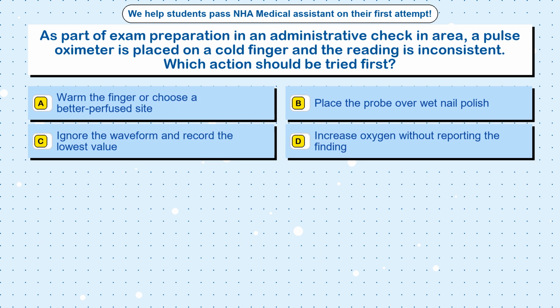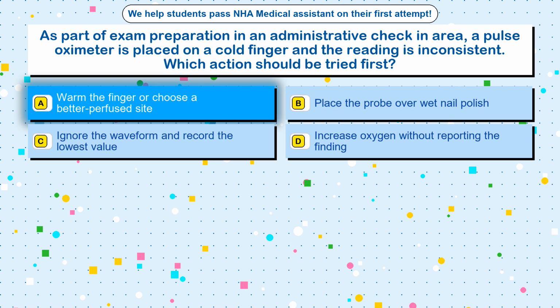Question 21. As part of exam preparation in an administrative check-in area, a pulse oximeter is placed on a cold finger and the reading is inconsistent. Which action should be tried first? Option A, warm the finger or choose a better perfused site. Option B, place the probe over wet nail polish. Option C, ignore the waveform and record the lowest value. Option D, increase oxygen without reporting the finding.